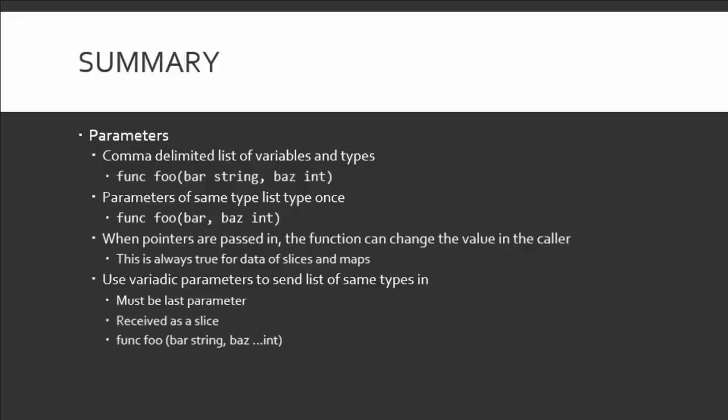We also talked about how you can use variadic parameters to send a list of the same types in. It must be the last parameter in the parameter list, and it's received inside of the function as a slice. And you see an example of the syntax right here. So we've got the function foo. It has one parameter bar that's of type string, and then a parameter baz that's a variadic parameter of integers. So inside of this foo function, we're going to have a slice called baz, and that's going to contain all of the integers that have been passed in.